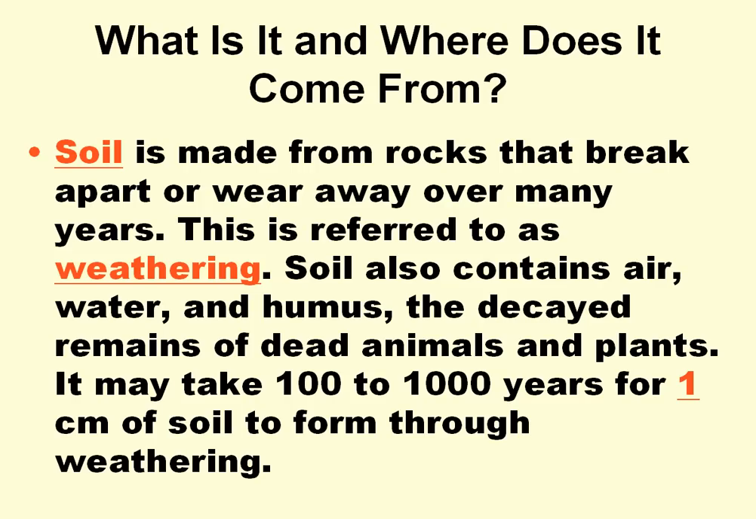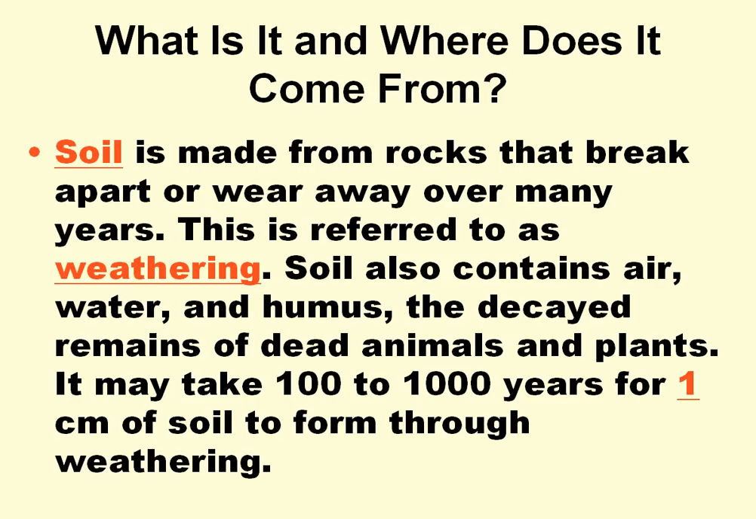And here's an interesting statistic. It may take anywhere from 100 to 1,000 years for 1 centimeter of soil to form. So you look at that and it's like, wow, really? It's going to take that long for it to form? Now, you go to places like Iowa. Some soil scientists are estimating it may take up to 2,000 years to get an inch of soil.